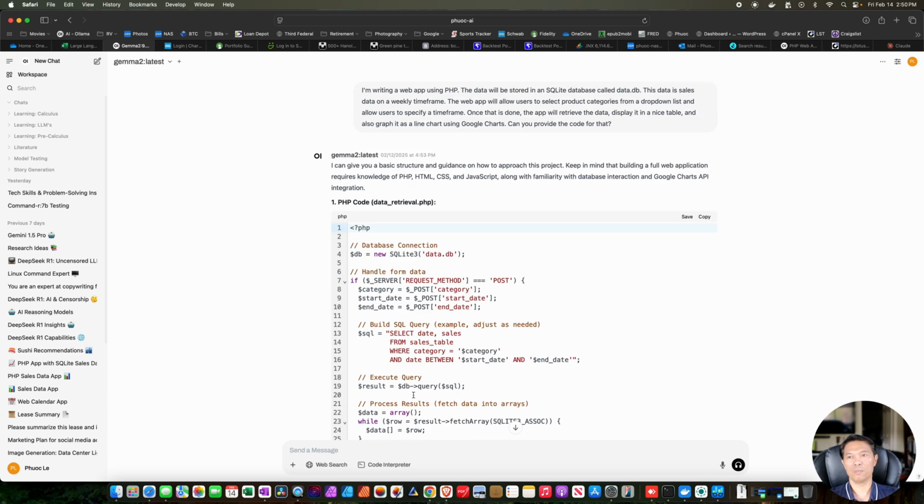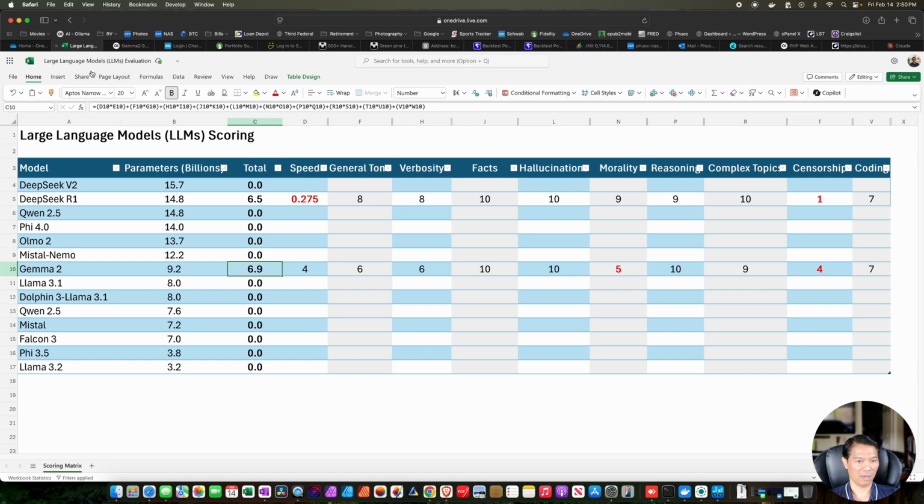So overall, I think that 6.9 out of 10 was what I gave it on a weighted score. Feels appropriate, got dinged a bit on morality and a bit on censorship for a US model.